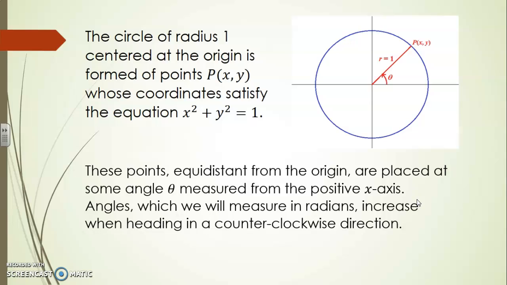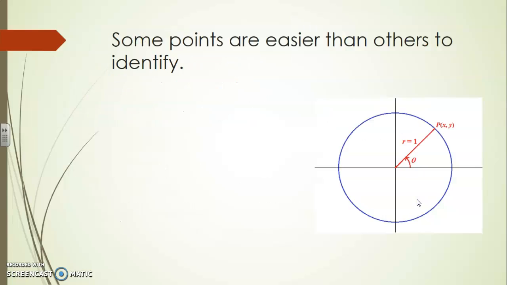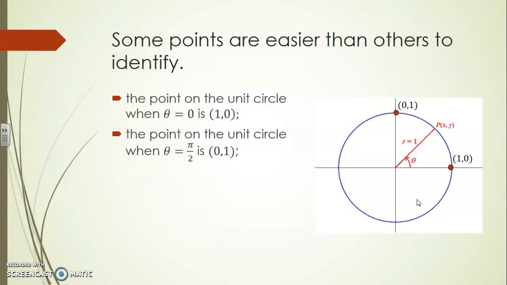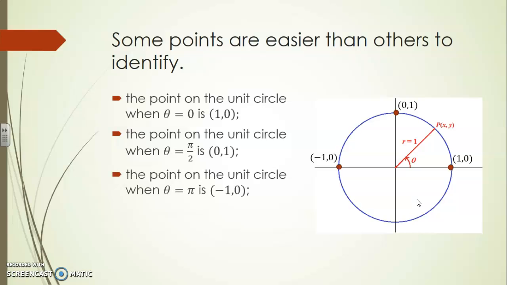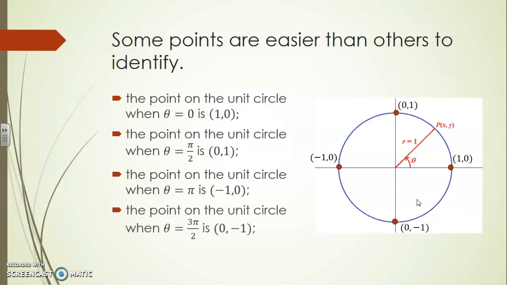Angles, which we will be measuring in radians, increase when heading in a counterclockwise direction. Some points are easier to identify than others along this unit circle. We've got the point (1, 0), (0, 1), which is located at an angle theta of pi over 2, (-1, 0) at an angle of pi, and (0, -1) located at an angle of 3 pi over 2.